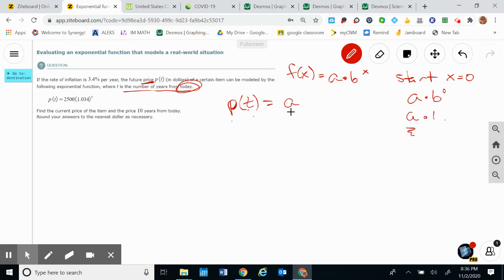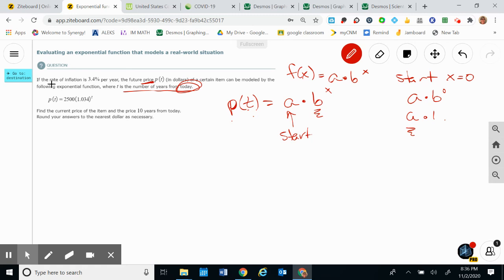So here's the thing. A is what we start with. It's kind of like the B in a line. A is our starting point. That's what we're going to start with. B is the base, and the X is the exponent. So if you have something that is going to be increasing, that's what we're going to be looking at, is the B, and the A is where we're going to start.